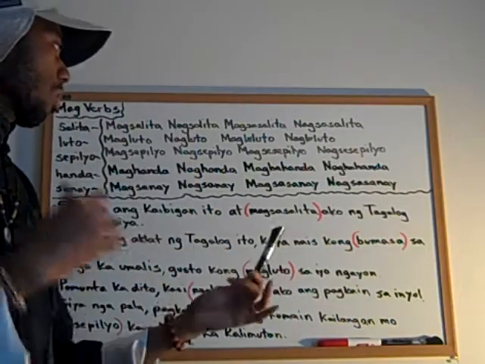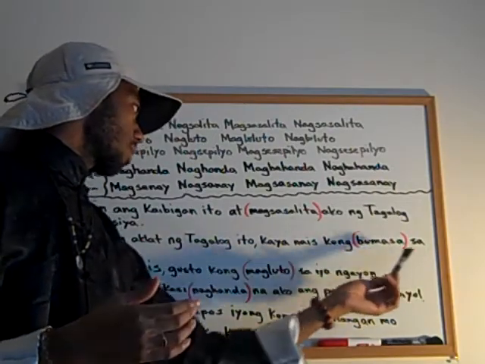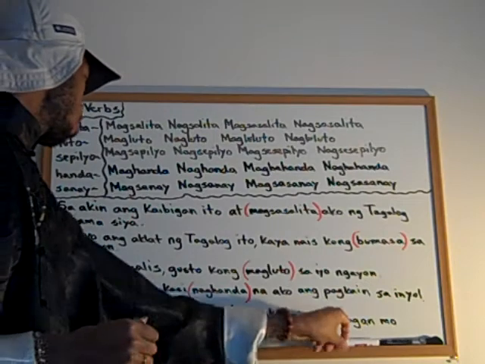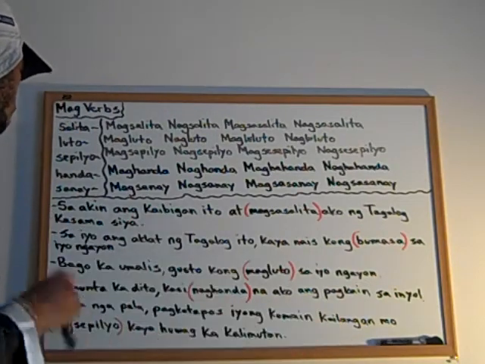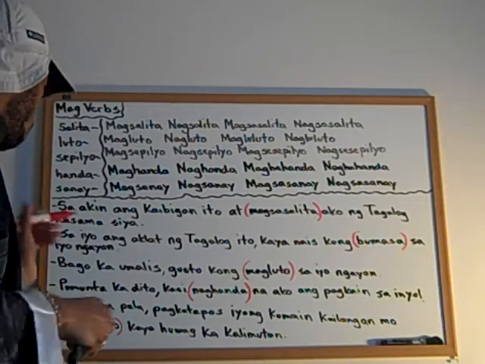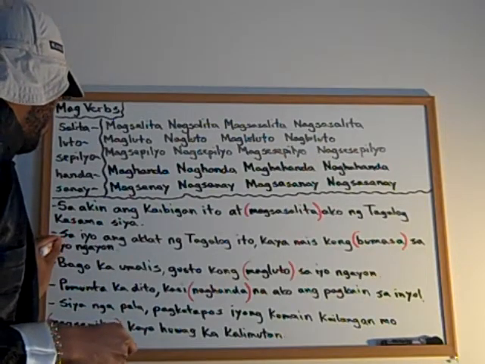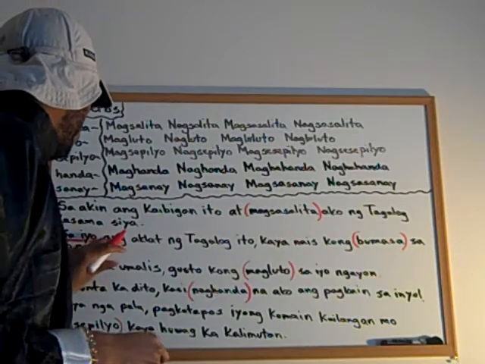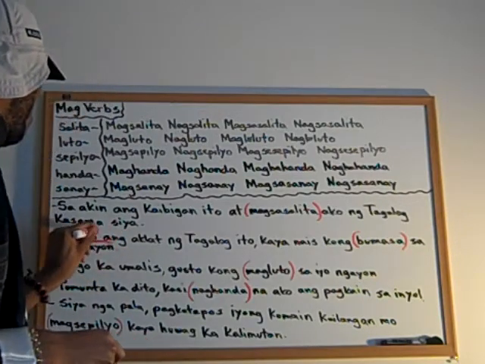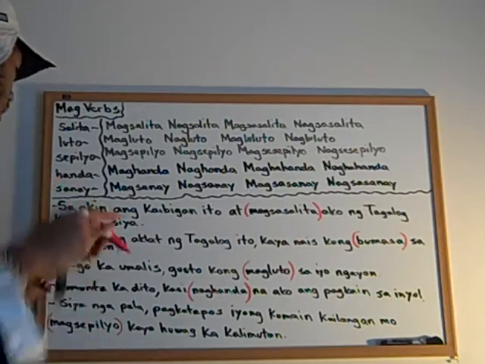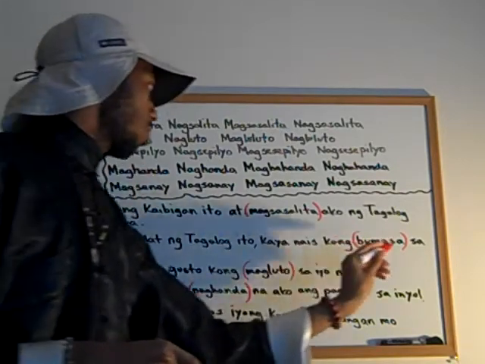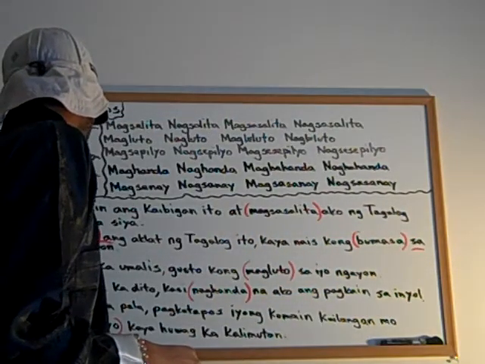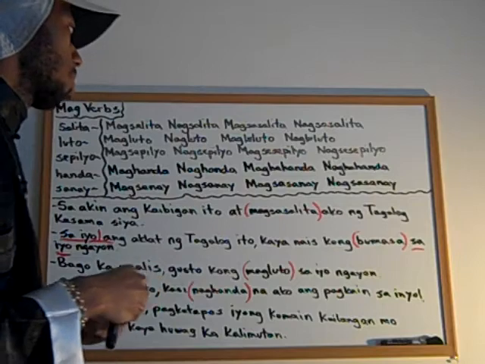So you want to do something, so you have to use bumasa as a verb. And then sa iyo ngayon. So now, you see that we use sa iyo here, which is possession, like yours. And then we use sa iyo here. Now, this is not possession this time. Sa iyo. This means to you.